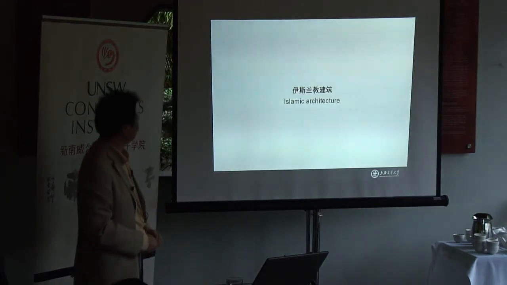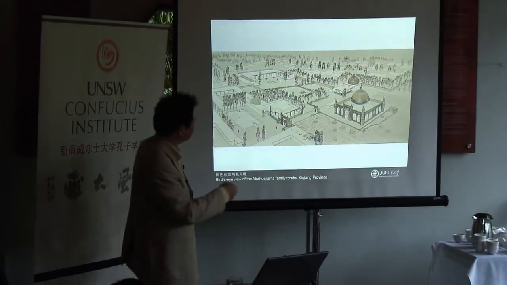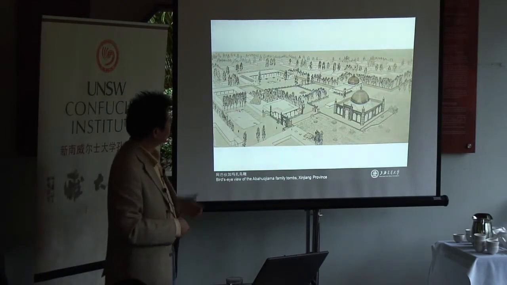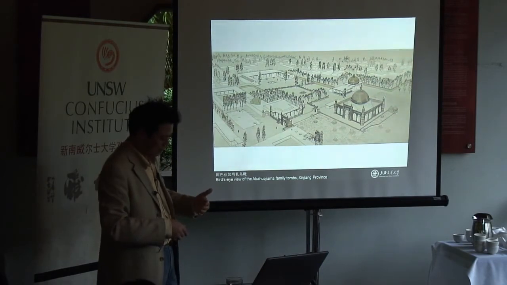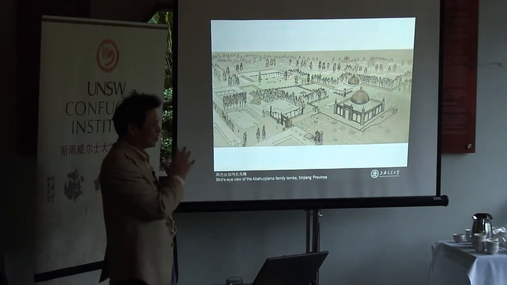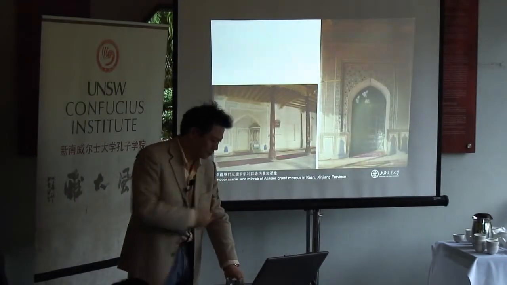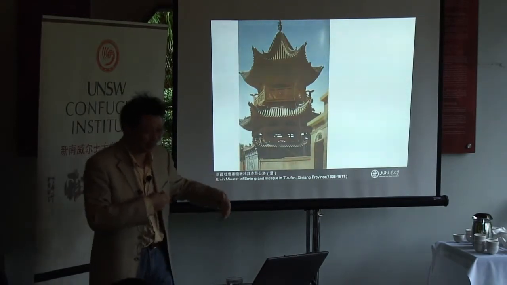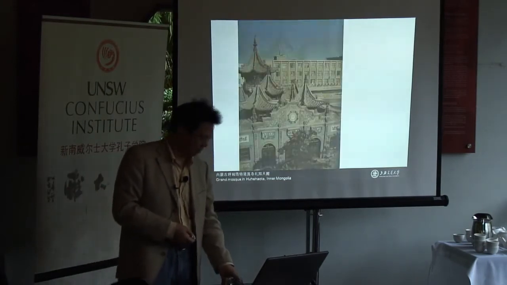The last one is Islamic architecture. At the beginning, Islamic architecture was very different from Chinese buildings. But later, the architecture used the Chinese style. It's very interesting. But this is the Islamic style, and now it has changed into Chinese style. This is Chinese culture.